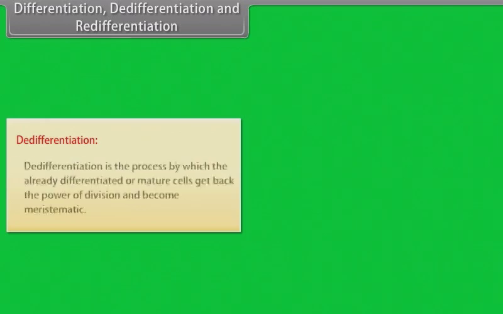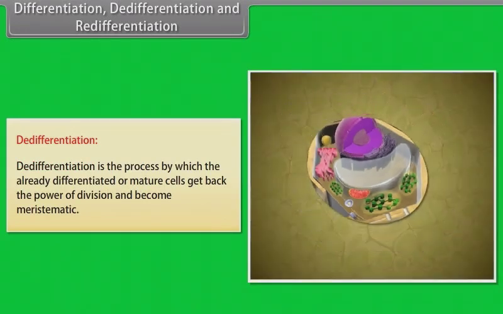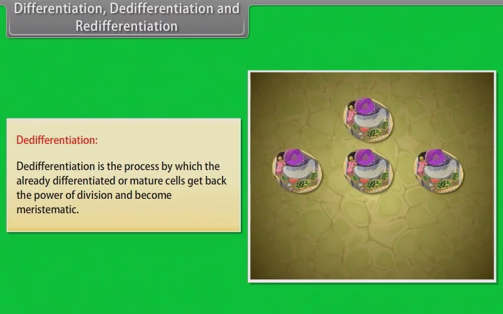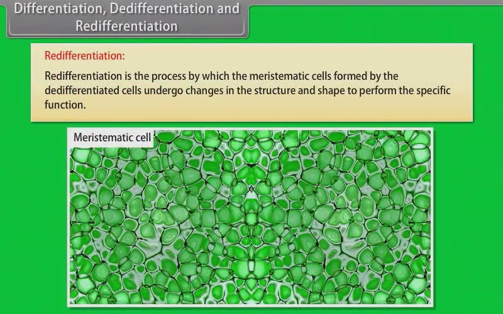Dedifferentiation. Dedifferentiation is the process by which the already differentiated or mature cells get back the power of division and become meristematic. Redifferentiation. Redifferentiation is the process by which the meristematic cells formed by dedifferentiated cells undergo changes in the structure and shape to perform the specific function.